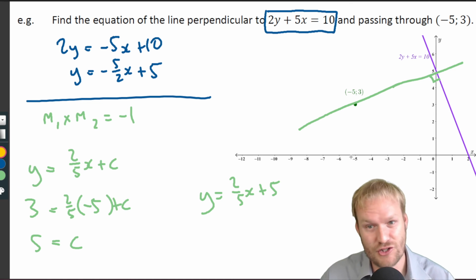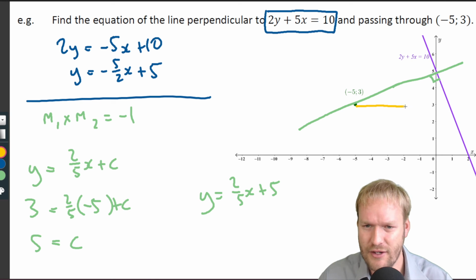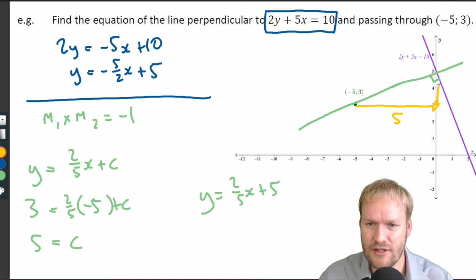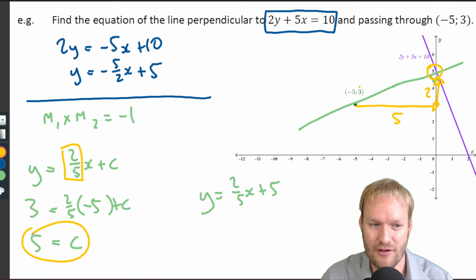Out of interest, let's just do it the other way. If we're going along here, we're running by 5. So how much do we need to rise by so that our gradient is 2/5? Well, that must be 2, in which case from 3 up by 2 gives you 5. Might have been a quicker way to find our y-intercept. So play with both. If you have a bit of a chance, try it by drawing the picture and trying to work with gradients to find your y-intercept. It's definitely a good skill.